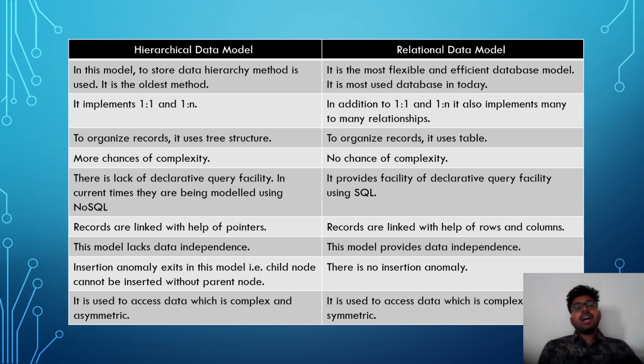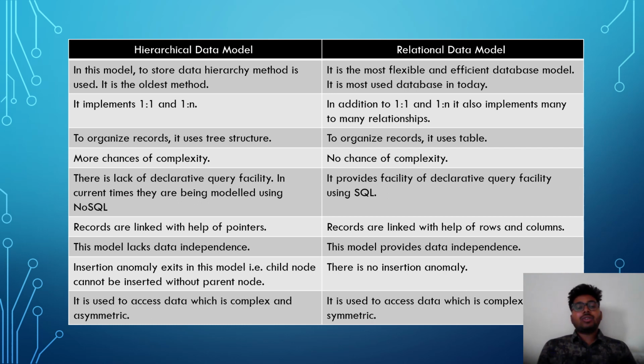The differences between hierarchical data model and relational data model. In the hierarchical model, to store data, the hierarchical method is used. It is the oldest method. The relational model is the most flexible and efficient database model. It is the most used database today. Hierarchical implements 1:1 and 1:n ratio. In addition to 1:1 and 1:n, relational also implements many-to-many relationships, that is n:n.